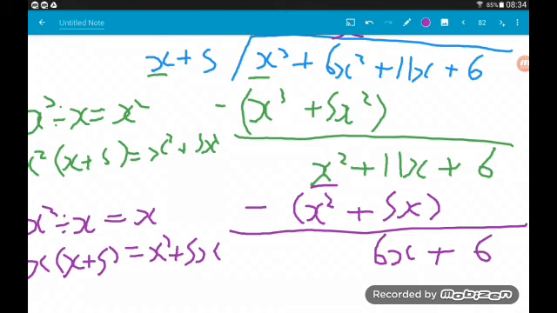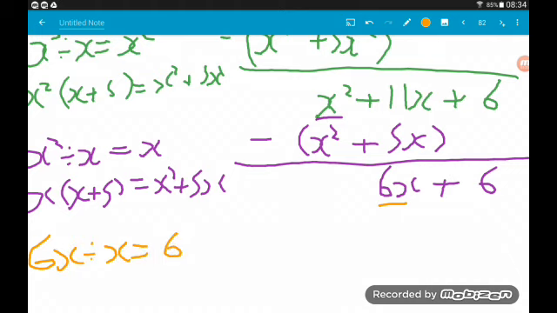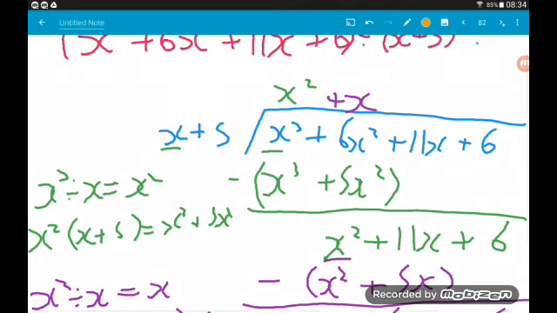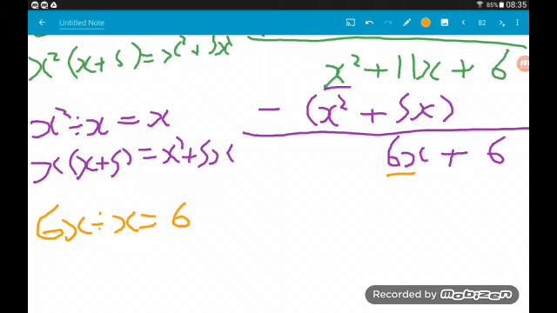So, next round of division, we are now doing 6x divided by x. So, 6x divided by x is 6. So that's the last thing to go up on top. Good times. Now we need 6 lots of our divisor. So 6 times x plus 5 is 6x plus 30.